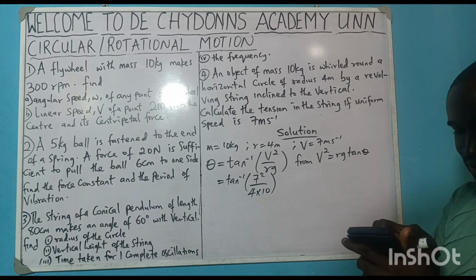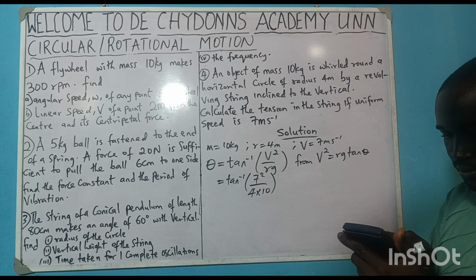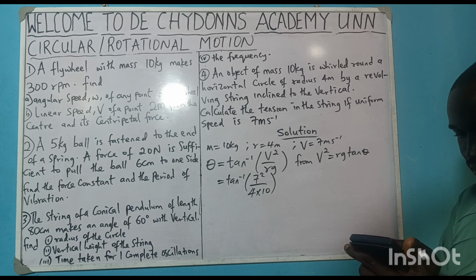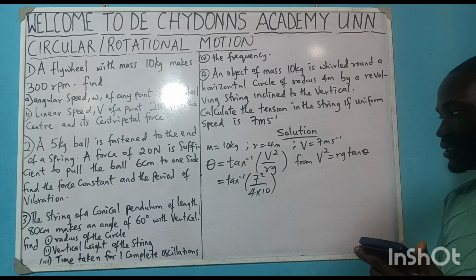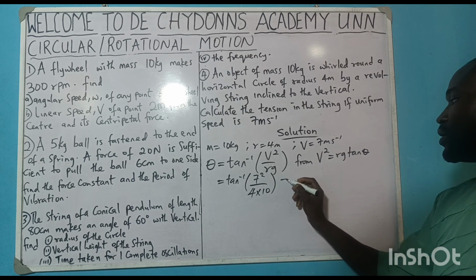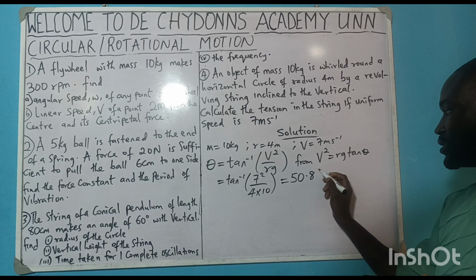So I will be having shift tan bracket 49 divided by what? 40. That will be giving me 50.8 degree. 49 divided by 40 equals to what? 50.8 degrees.